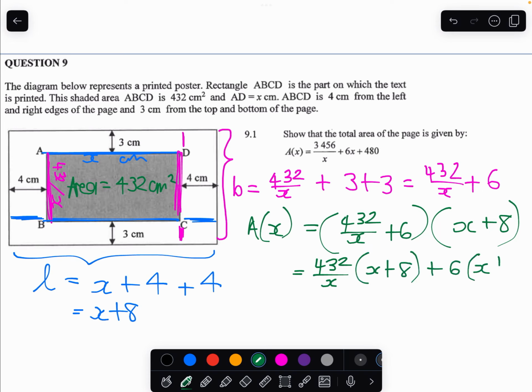If I multiply this in, we get 432. And then for the other term, I'll work it out in my head. 400 times 8 is 3,200. 32 times 8 is 2 to the 5 times 2 to the 3, which is 2 to the 8, which is 256. So 3,200 and 256 added together gives me 3,456 over x. And then on to our next term, we'll get 6x plus 48.